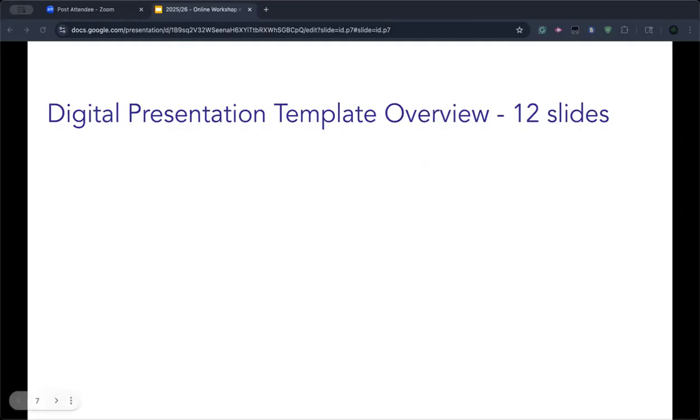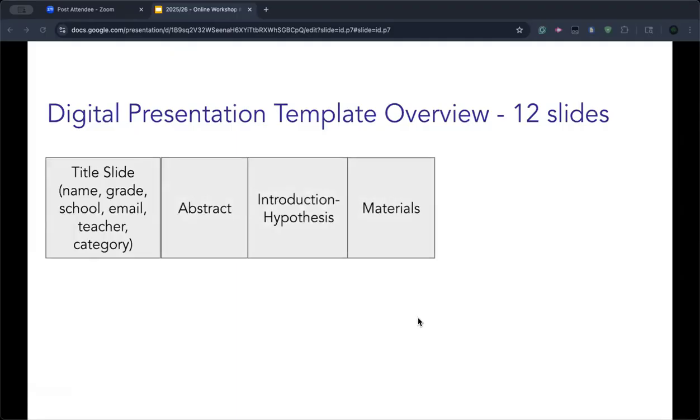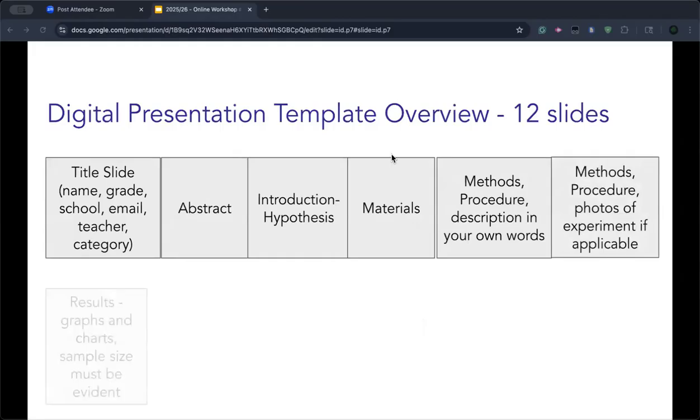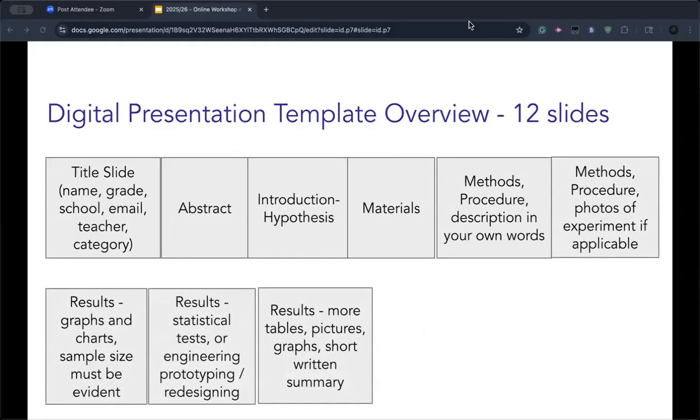You're going to start off with the title slide, then your abstract, then the background, the statement of purpose and hypothesis. Then you're going to get 2 slides to describe your procedure and include photos of the experiment if applicable. Then you get 3 slides to discuss your results, including space for graphs, statistical tests, and pictures and a summary of your findings.